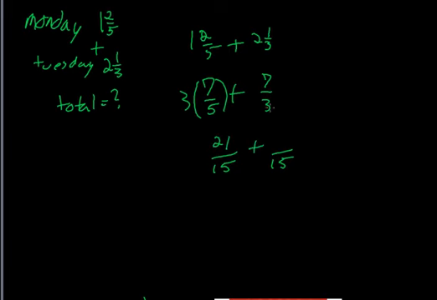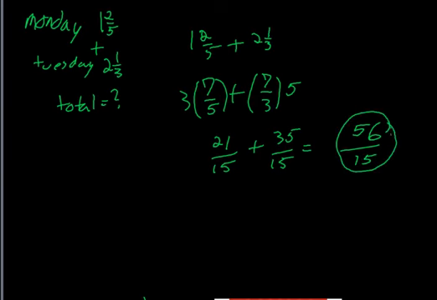What did we get, or how did we get from 3 to 15? We multiply this by 5. 3 times 5, 15. 7 times 5 equals 35. Now we can just add right across the top. That equals 56. And when you're adding fractions, you always keep the bottom the same, the denominator the same. So 56/15. So that's the total miles she ran.